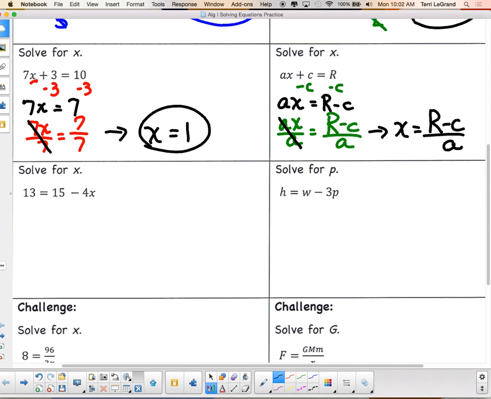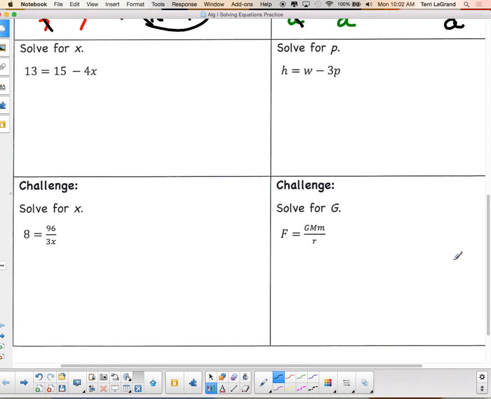Okay, I want you to solve the next one then. This one over here. I just want you to solve 13 equals 15 minus 4x. These sometimes did not go so well on some people's papers and or assessments. So let's see if we do this right, first of all.